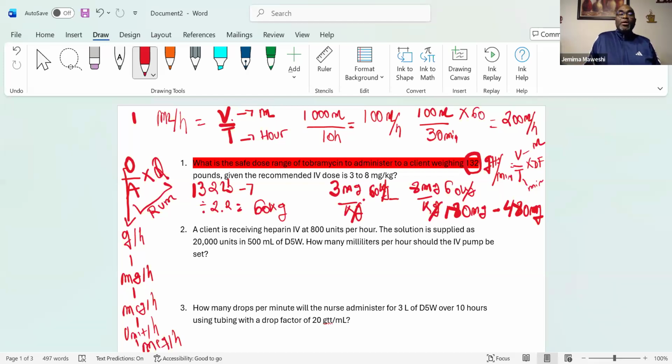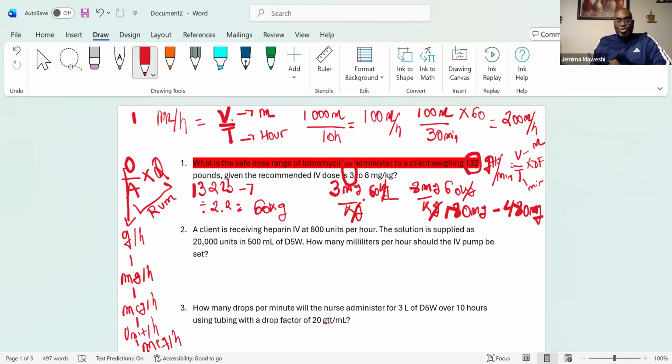Remember, 3, we call that the minimum safe dose. 8, we call it the maximum safe dose. So if the question asks you, what is the minimum safe dose? You're just going to get the weight, 60 times 3 is going to be 180 milligram. That's it. If the question asks, what is the maximum safe dose? You will do 8 times 60, 480, and you're done. This question did not ask that, but asked a safe dose range. That's why we get those two numbers.